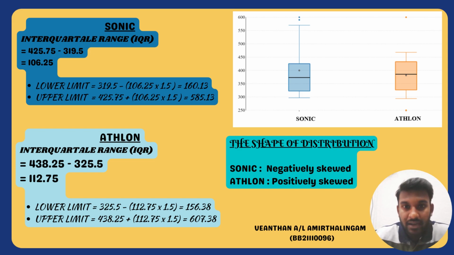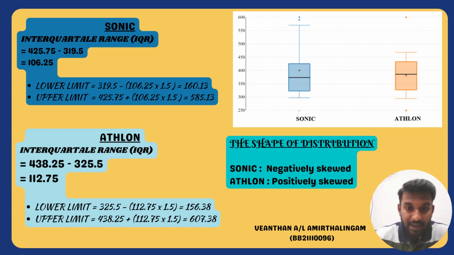Now I'm going to explain about the lower limit and the upper limit for Sonic and Athlon. First of all, we need to calculate the lower limit and the upper limit for Sonic and Athlon. The formula for finding the lower limit is Q1 minus (interquartile range times 1.5), whereas the formula for the upper limit is Q3 plus (interquartile range times 1.5). To find the interquartile range, the formula is Q3 minus Q1.